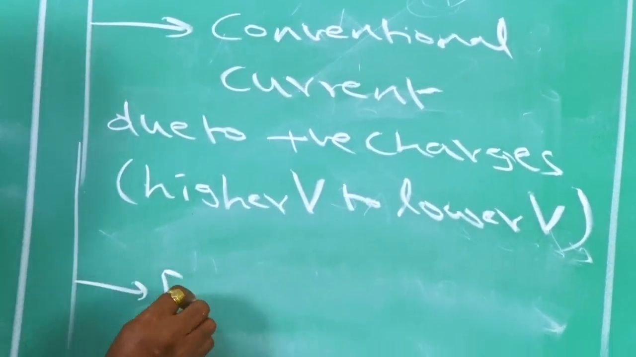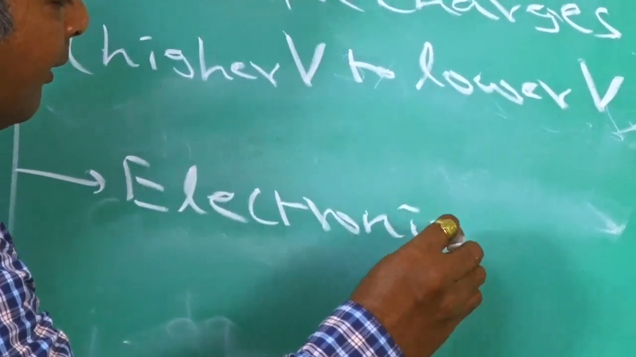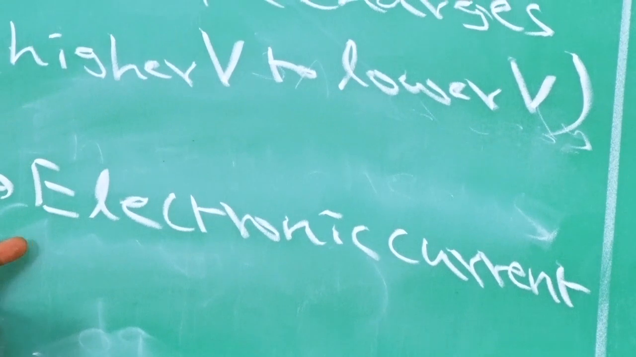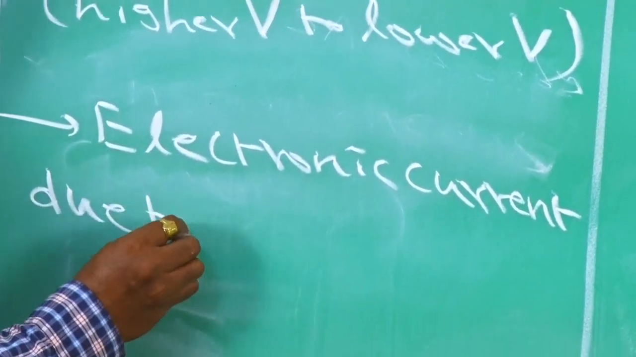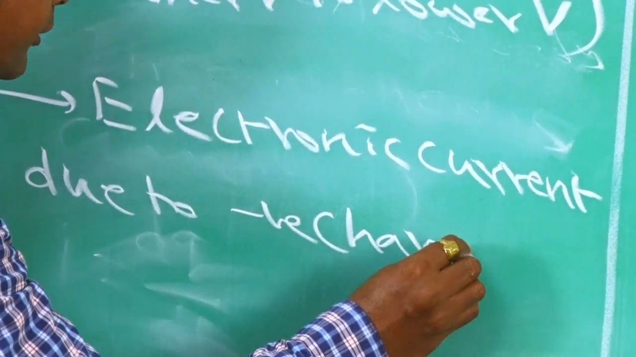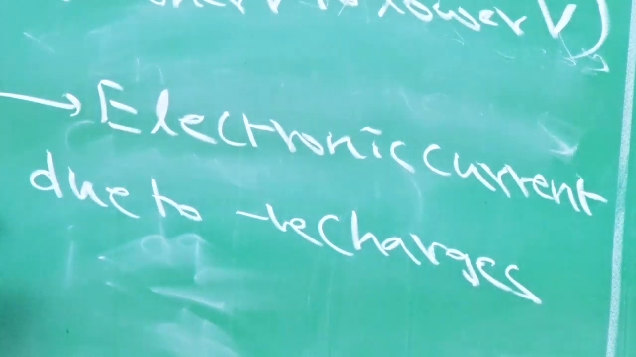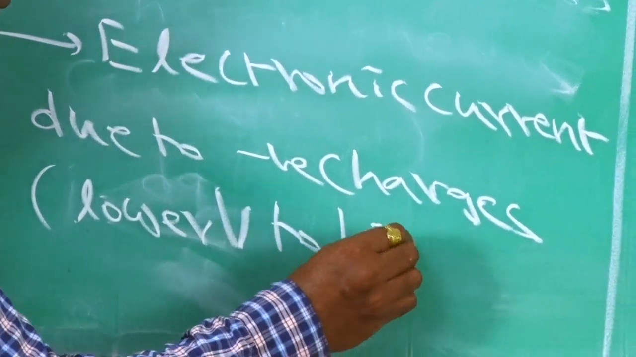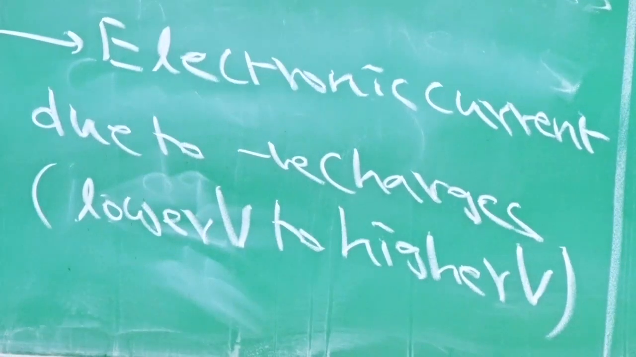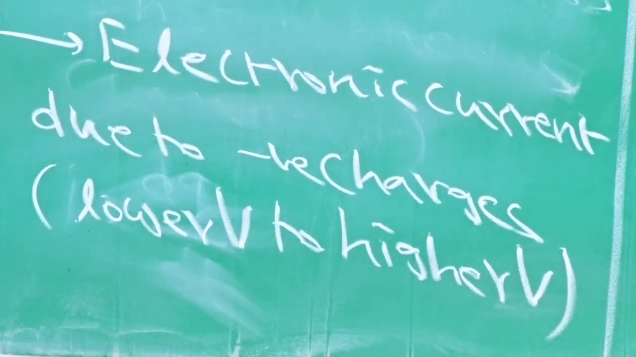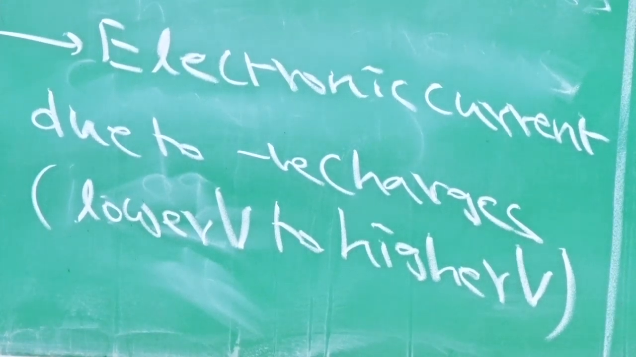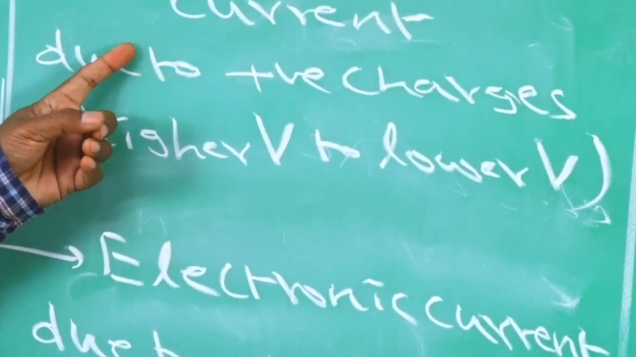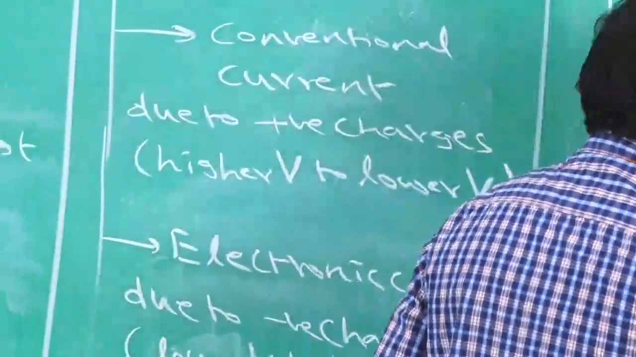The other current is electronic current. Electronic current means, from the name, electrons are there. That means current due to the negative charge, that means electrons, is said to be electronic current. This electronic current always flows from lower potential to higher potential. Generally, inside a cell we are able to observe electronic current. Outside of the cell, we are able to see conventional current. Yes, we are able to represent these types of currents.